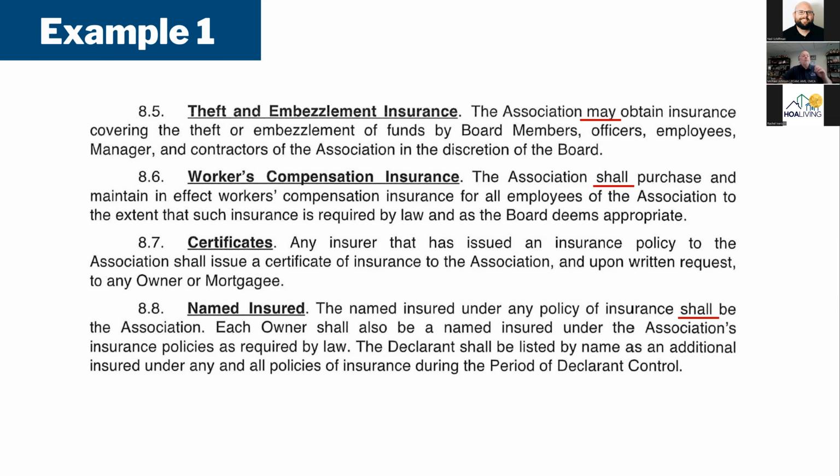But there will be your mortgage. Fannie Mae and Freddie Mac have a requirement that you shall have theft and embezzlement insurance. So even though this document gives the board the option, unless you live in a community that has no federally funded mortgage backing, you're going to have it. Workers' compensation shall be purchased for all employees. If you have no employees, then it's an option.